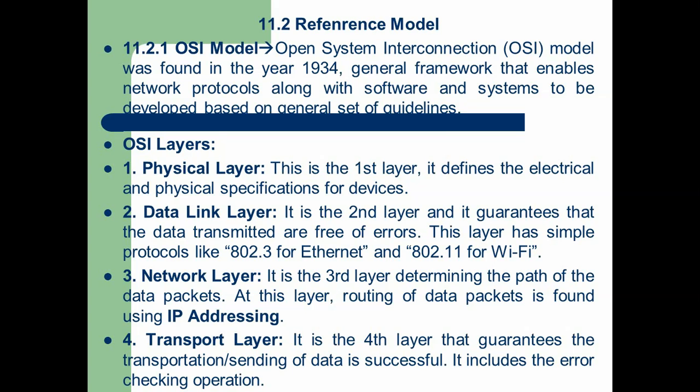Next, the third layer determines the path of the data packets. So in the network, if any data transmission is executed, then the path is defined in this layer. At this layer, routing of data packets is done using the IP address. Of course, IP means Internet Protocol address. Each and every computer or mobile device connected to a network should be registered with a unique ID number. This unique ID number is called the IP address. By using this IP address only, the transmission is executed.